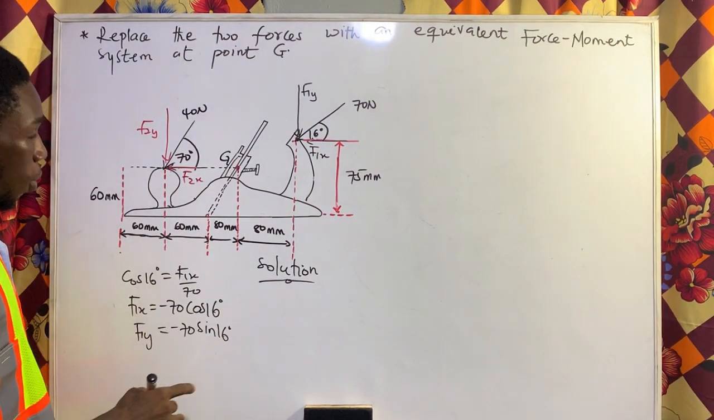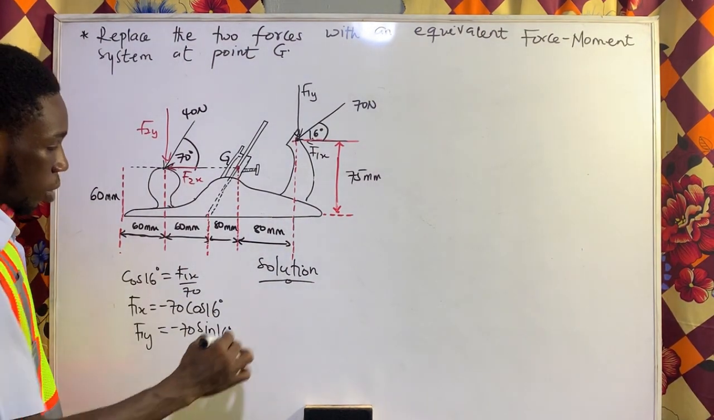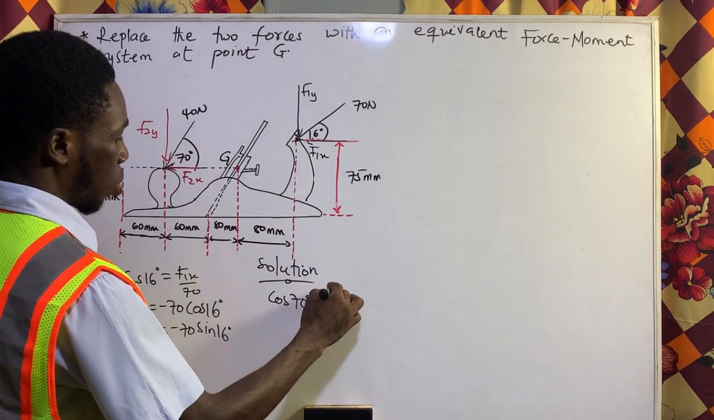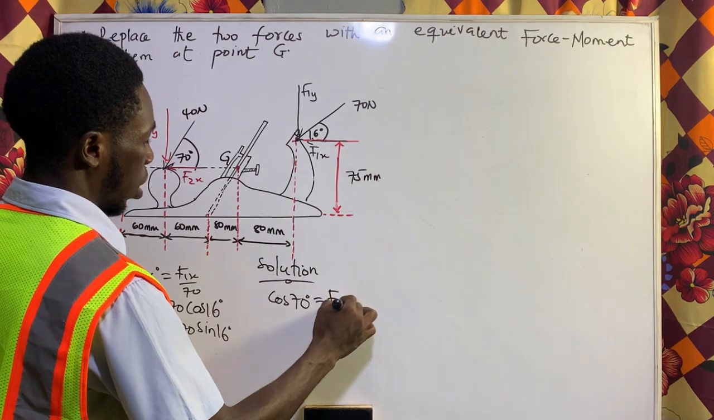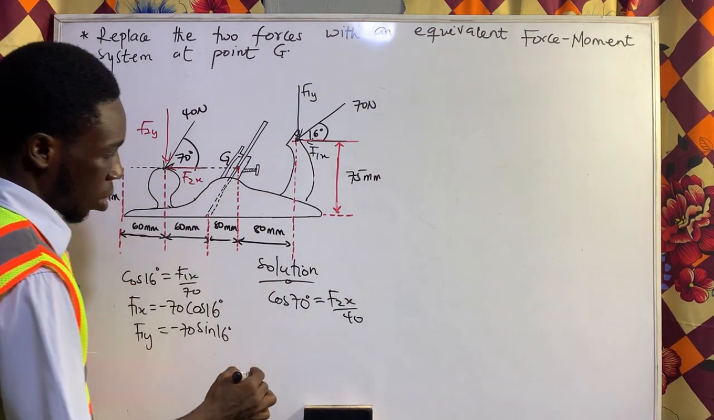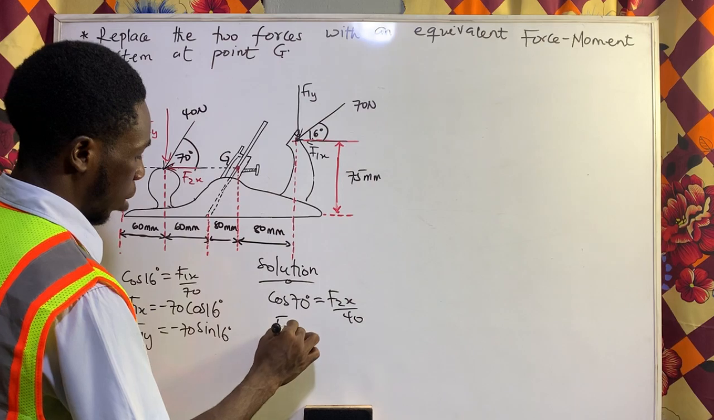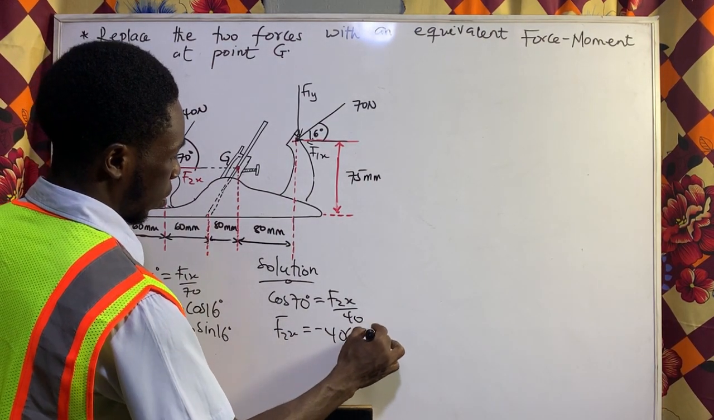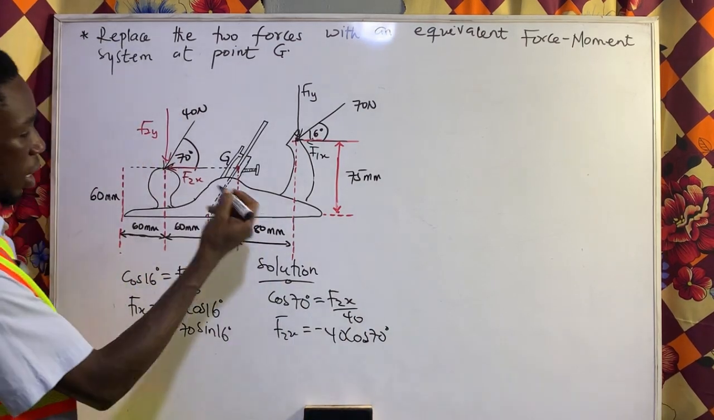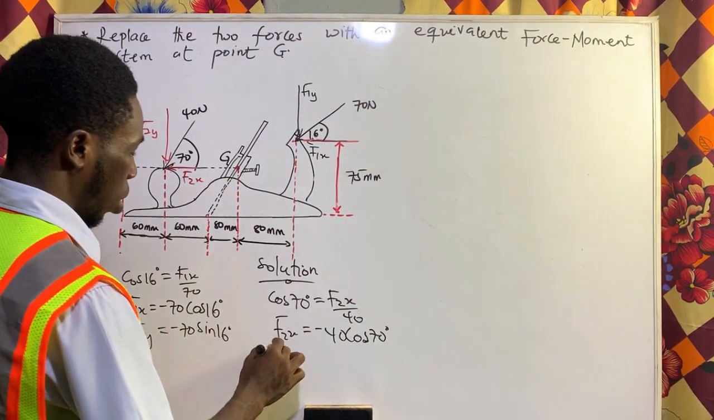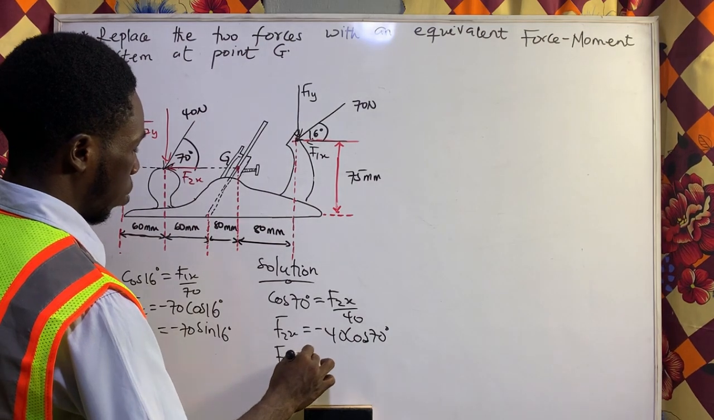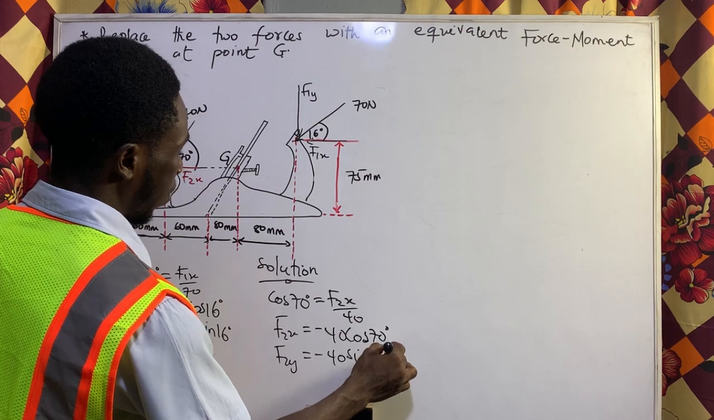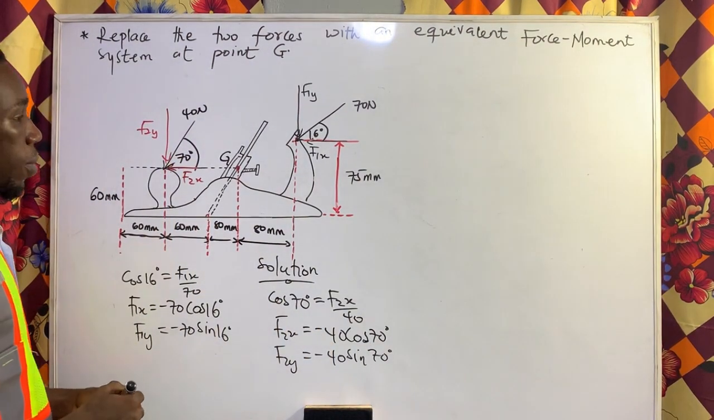So let's do the same for the 40 newtons force. We're going to have cosine of 70 degrees equal to F2x over 40. So F2x equals minus 40 cosine of 70 degrees, right? It's pointing in the negative x-axis direction. We're going to have F2y also to be minus 40 sine of 70 degrees, negative y-axis direction.